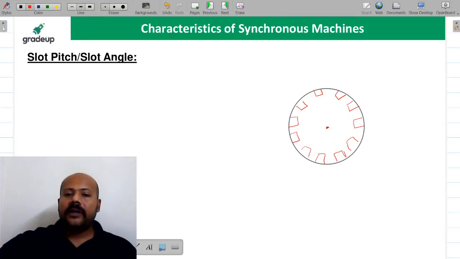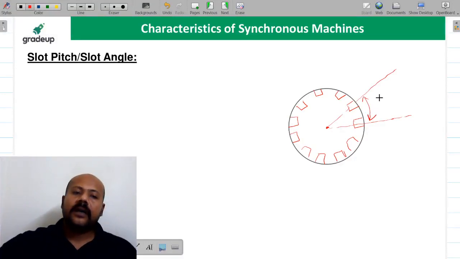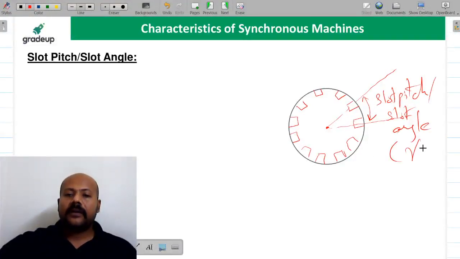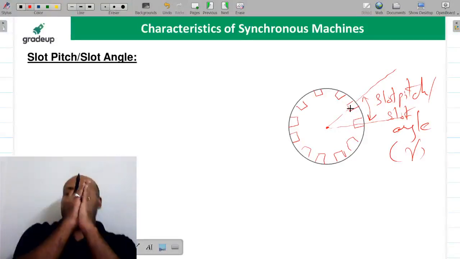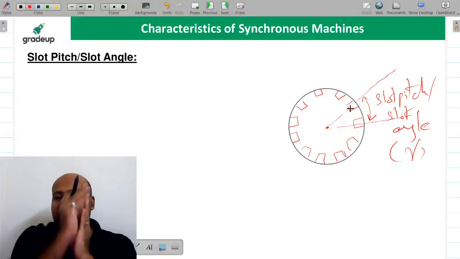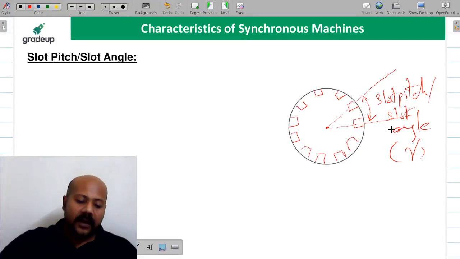So if you see this angle beta, we are calling this angle the slot pitch or slot angle, and we denote it with gamma. I hope it is clear to all of you. For each slot, if there is a slot, there is definitely going to be another slot. So the angle between two adjacent slots we define as the slot angle or the slot pitch. I hope it is clear to all of you.